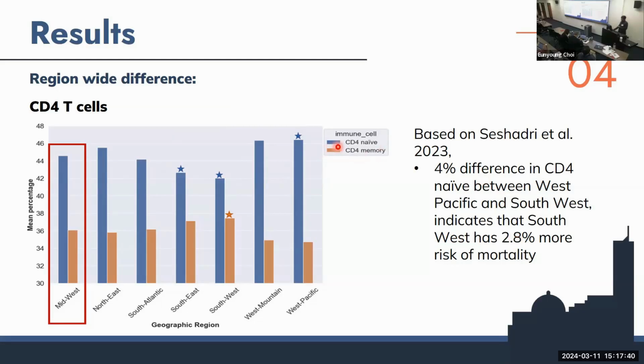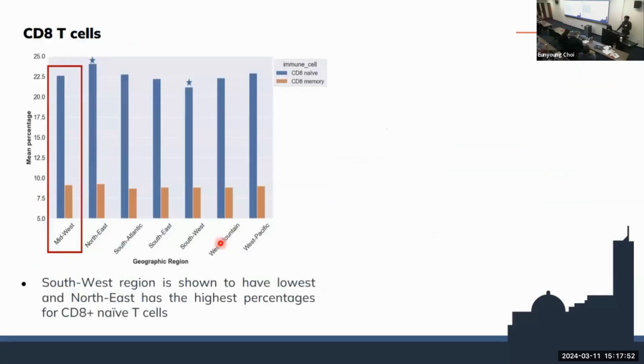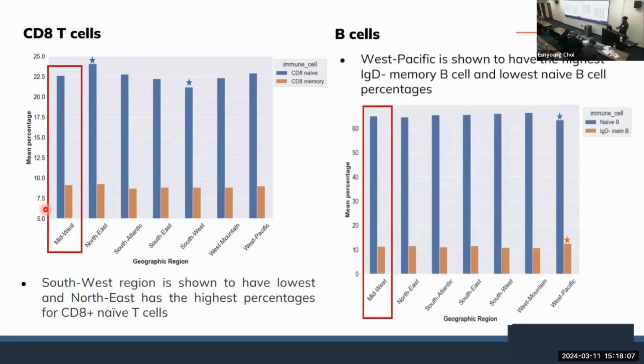And for CD4 memory T cells, we can see that Southwest has an increased number of memory T cells compared to Midwest. This indicates that people are more prone to antigenic exposures in the southwest. This is a similar bar chart for CD8 T cells. We can see that the blue bar, which is CD8 naive, is higher in northeast and lower in southwest compared to Midwest. And again, a similar chart for B cells, though we can see some statistically significant differences, in terms of mean percentage, this is not much.